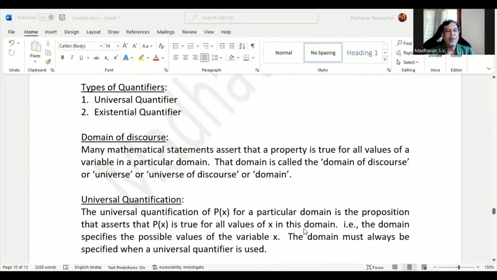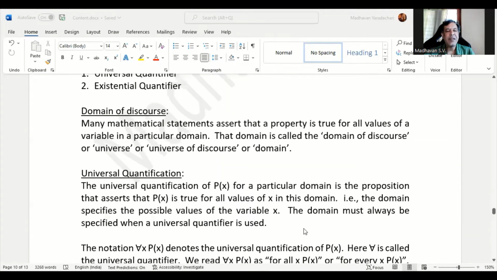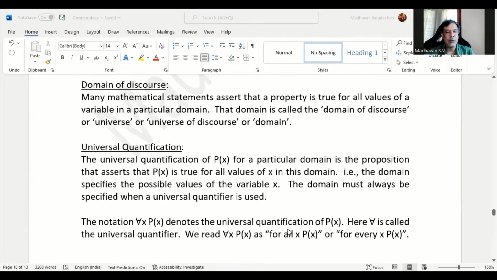Now comes universal quantification. The universal quantification of P of x for a particular domain is the proposition that asserts that P of x is true for all values of x in this domain. That is, the domain specifies the possible values of the variable x. The domain must always be specified when a universal quantifier is used.